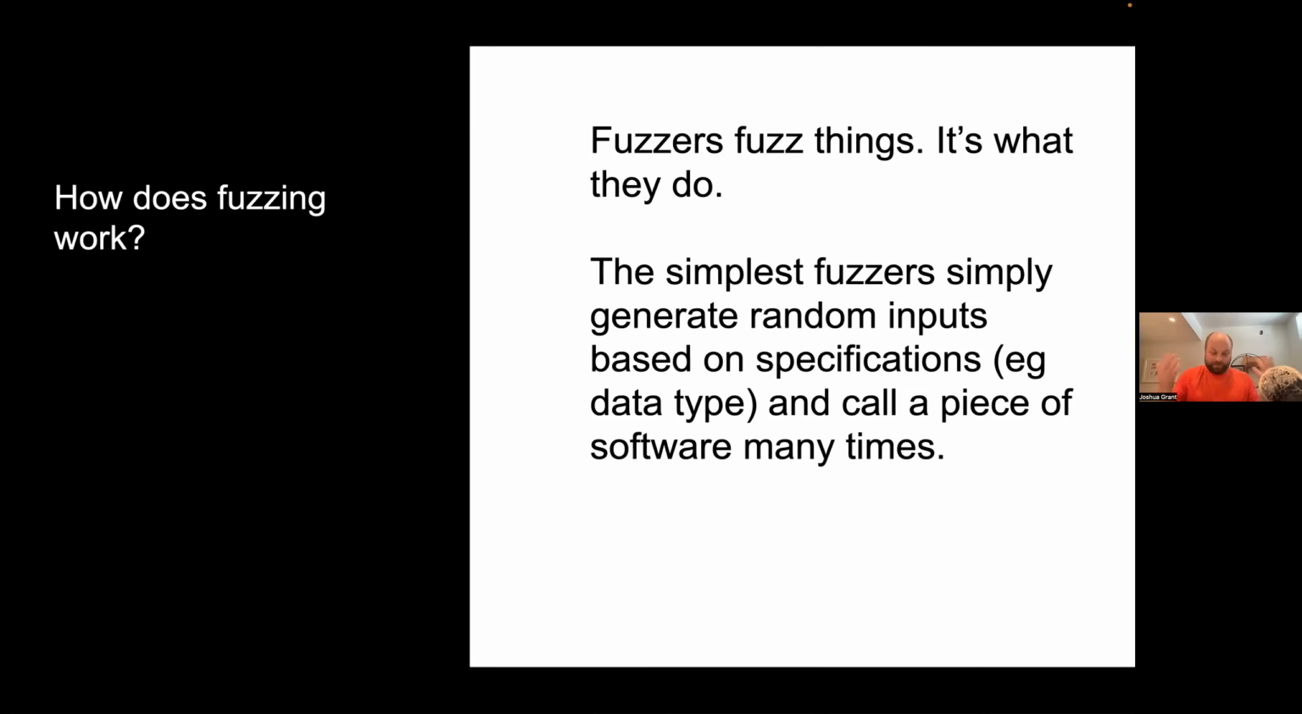So the simplest fuzzers just generate things randomly or semi-randomly, and then call a piece of software with that randomly generated input, and call it several times. So not just once or twice, but hundreds or even thousands of times. And they just power through. So it's kind of brute force, or kind of like parameterized testing a little bit.